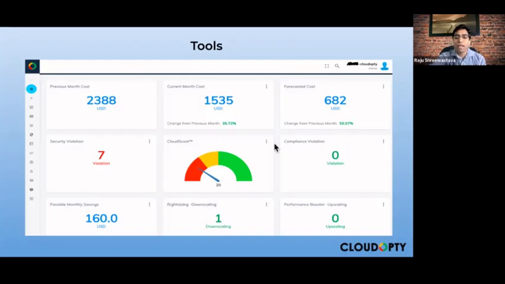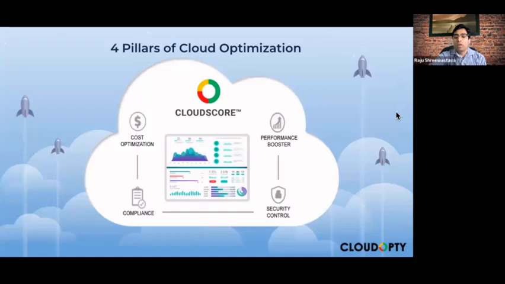In the interest of time, I'm going to keep moving, almost there. What we do in Cloud Opti is not just cost. Cost is just one pillar out of the four which we have. We think cloud optimization is a broader topic. It has four pillars: cost, performance, security, and compliance. All of that has to be optimized. Once you have that, then you can say your cloud is healthy.